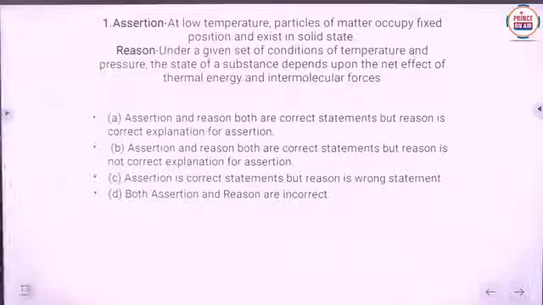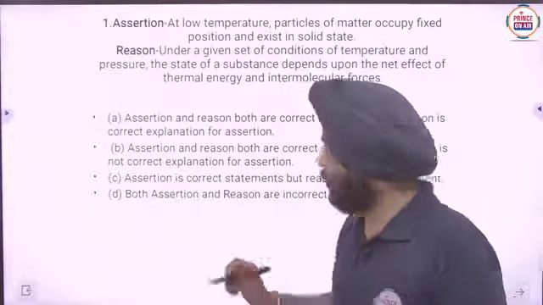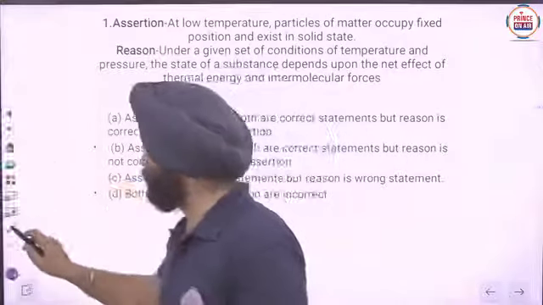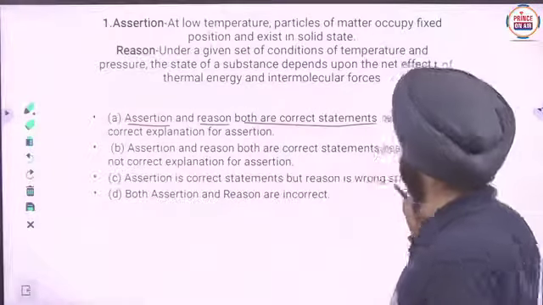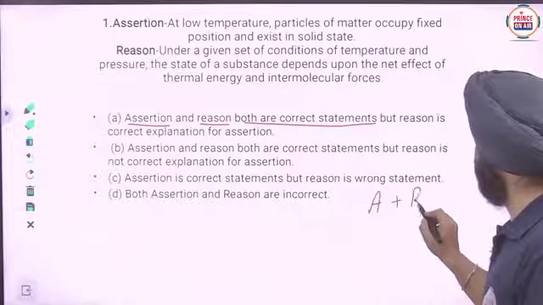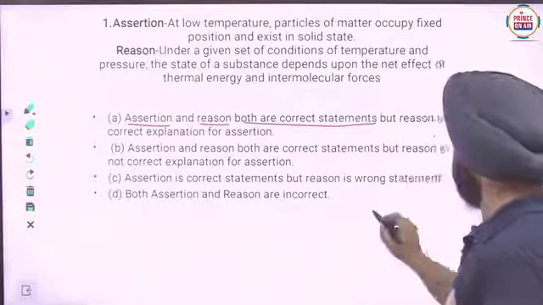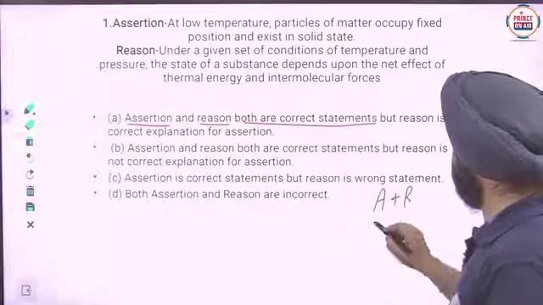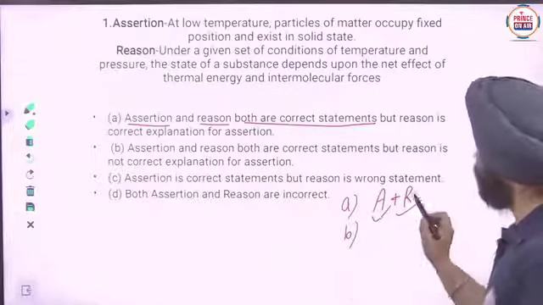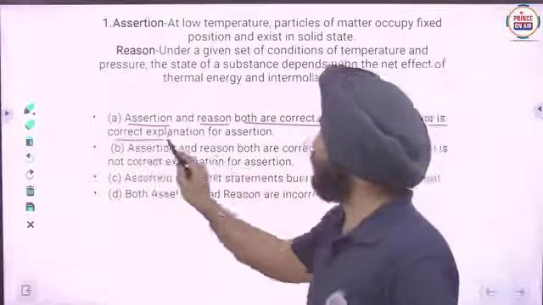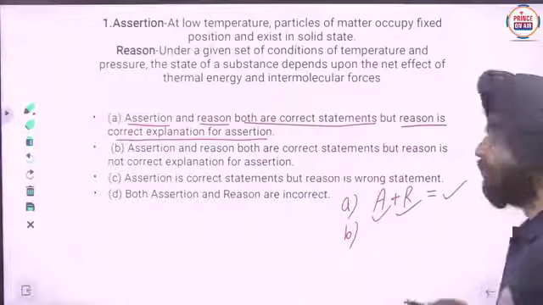So the first question is an assertion. See, the option statements are the same for each and every question, so firstly we can just read them. Option A: assertion and reason are both correct. Option B: assertion and reason are both correct, and the reason is the correct explanation of the assertion. If the reason is the correct explanation, we get one more tick.